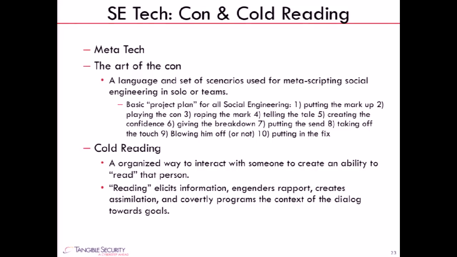And they all know that in the end, you have to deal with what you've done. That's the key thing that conistry teaches that social engineers don't do all the time. Every great con will do these last three things there, which is taking off the touch, blowing them off, and putting in the fix. Putting in the fix is the step that makes sure that the guy they just ripped off for $15,000 doesn't come hunt them down and kill them. And when you become good social engineers, even when you're doing this in a pen test, and you're social engineering the CEO or COO of a company, you don't want him to hunt you down and kill you.